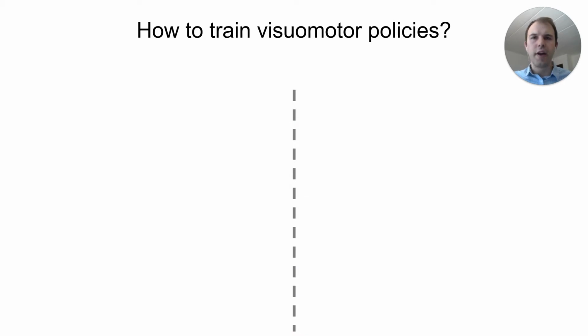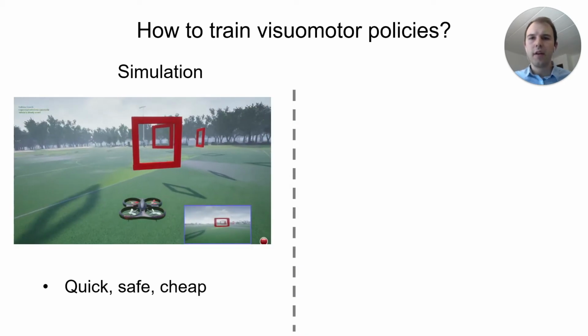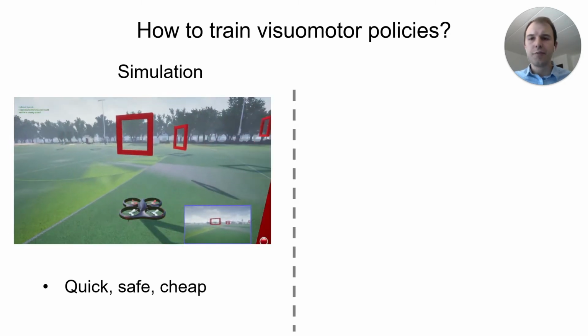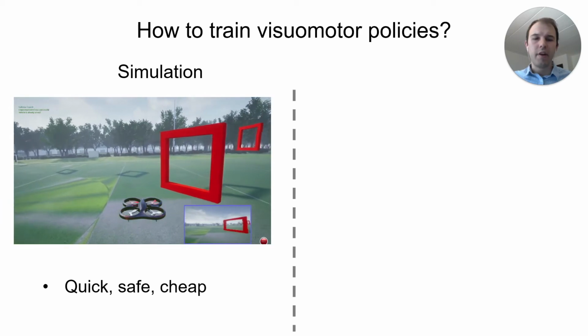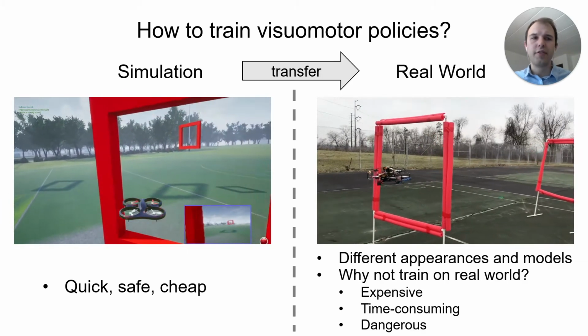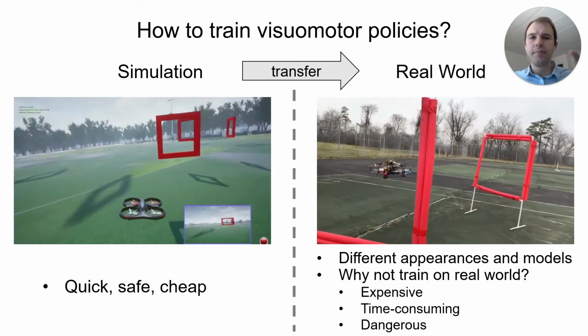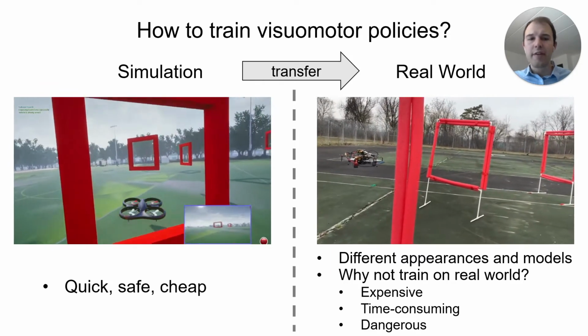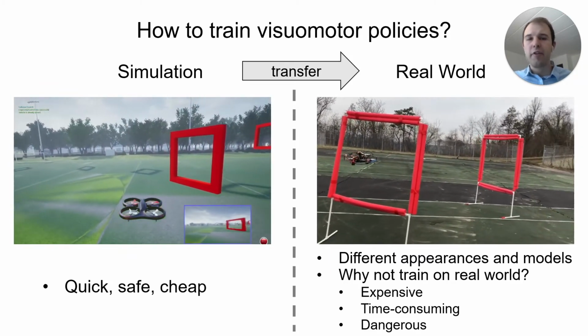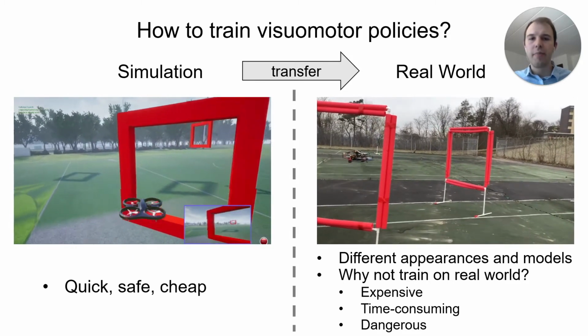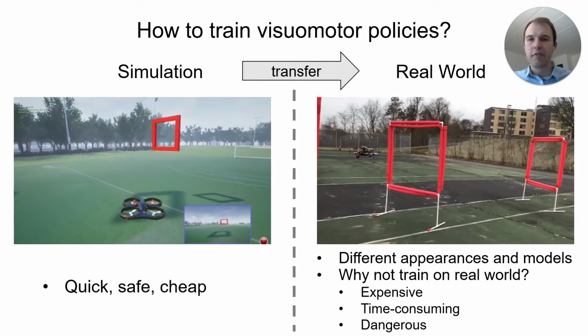So in order for us to train these visuomotor policies for autonomous vehicles, we usually employ simulators. And simulators can be quite advantageous because they're quick, safe, and cheap for us to generate training data in. But a big problem arises when we have to transfer the policies that we learn in simulation to the real world. Because in real world environments, the appearances and the physics models that are involved are usually different than what you find in simulation. This is going to happen even if you use the best simulators out there.